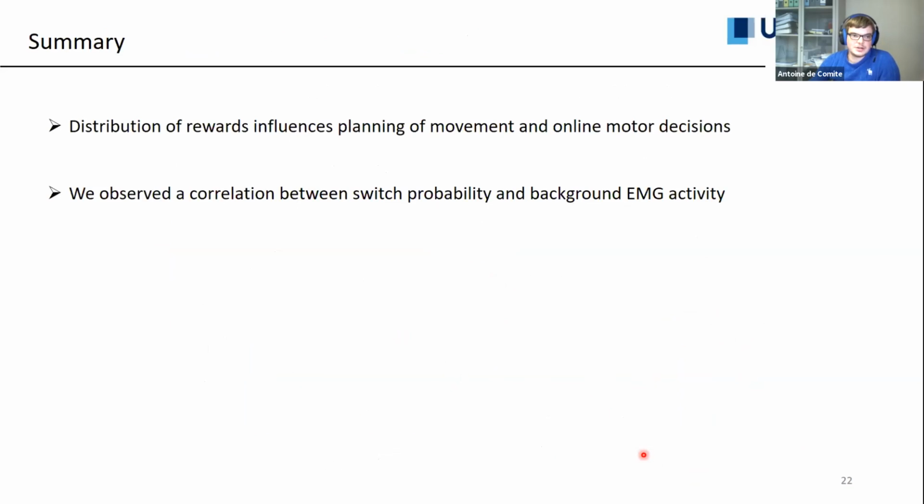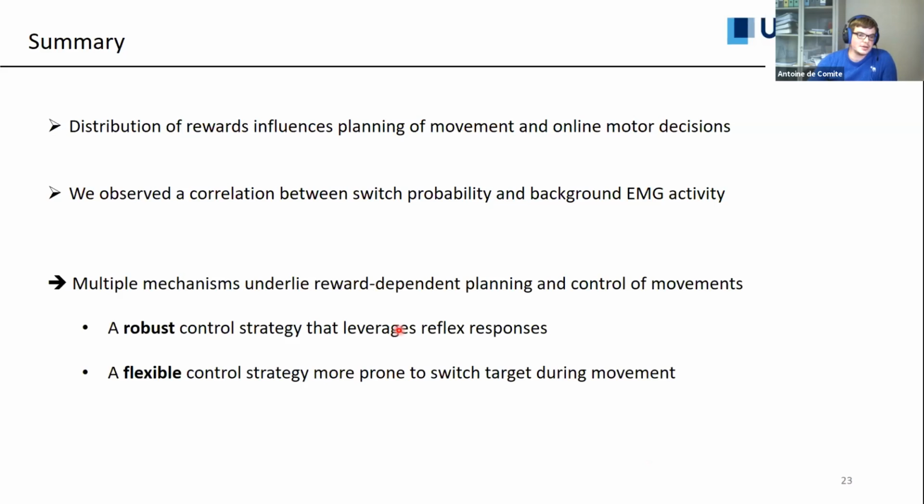So to pack this all, what we showed here is that first, when you have to select amongst different options during a movement, you will take into account the rewards of the different options. The reward will indeed influence online motor decisions. And then we also observe that there is a correlation between the switch probability, so kind of the strategy you will be using, and the background EMG activity. So what does that mean? It means that when you have to perform switching movements and something triggers an online replanning of this movement, you can have two kinds of strategies.